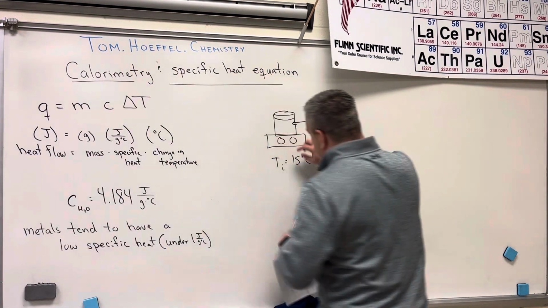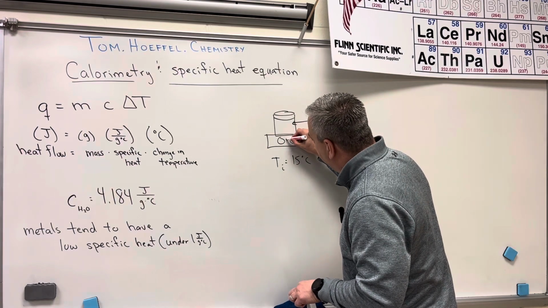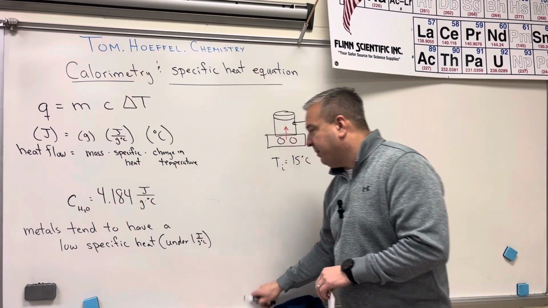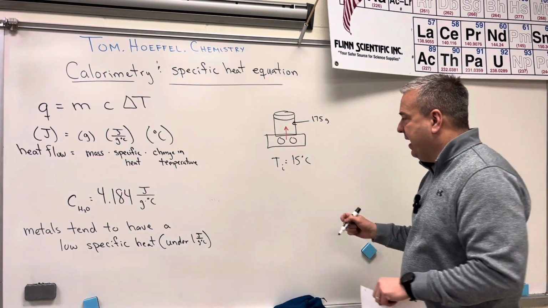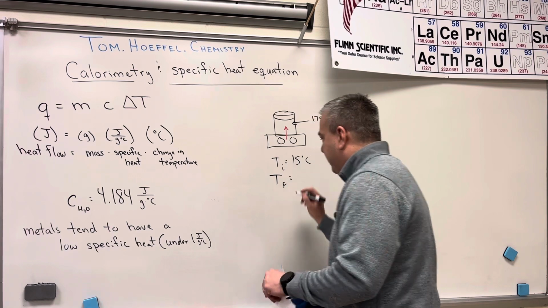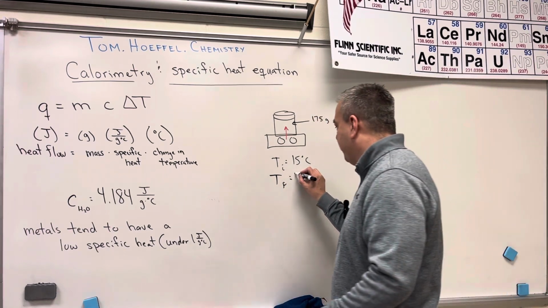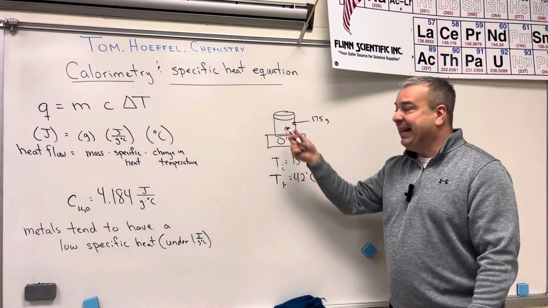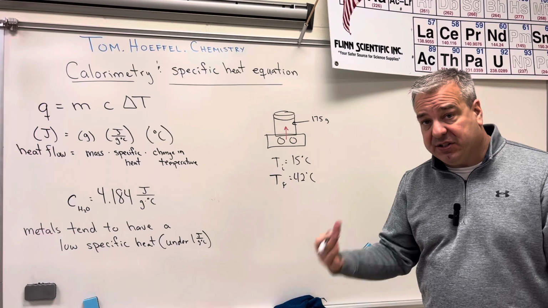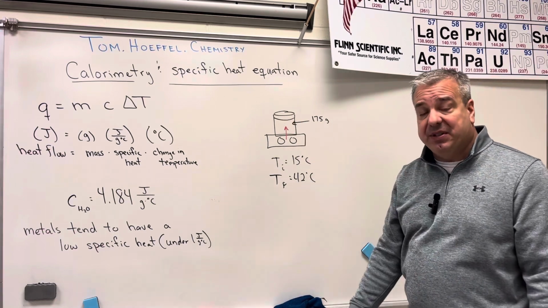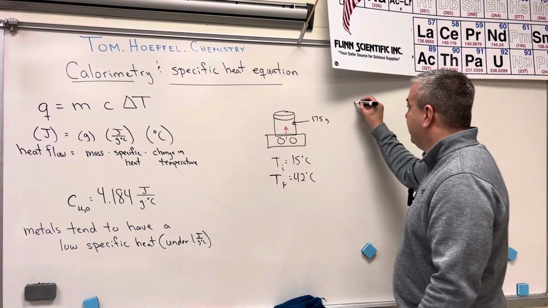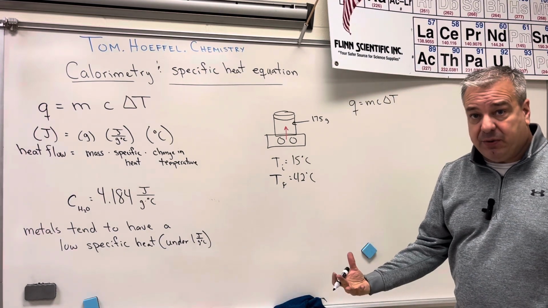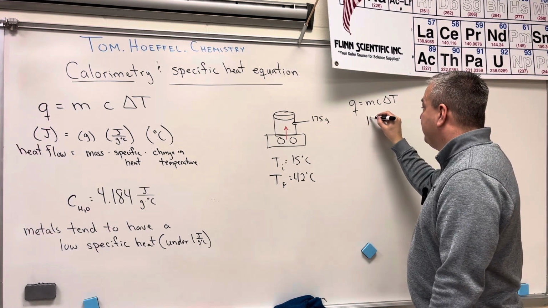When I turn on the heat, the heat flow is going to go from the hot plate into the beaker of water. I'm going to leave that on for a while, and then in the end, the final temperature of the water is going to be 42 degrees Celsius. What I want to figure out is how much heat entered my water system, and I'm going to use the Q equals MC delta T equation to figure it out. So let's write that down: Q equals MC delta T. What information do I have already? Well, I know the mass is 175 grams.